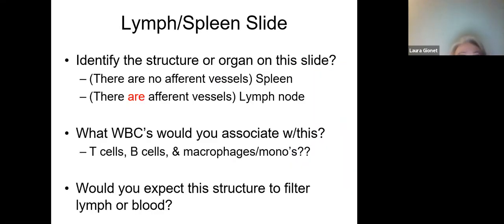Lymph slash spleen slide. I don't use the spleen slide anymore. Generally the kind of questions would be identify the structure or organ. If you don't see any afferent vessels entering and exiting, then it's a spleen. But if there are afferent vessels, it's a lymph node. I wouldn't worry about this. I'm only going to ask you the lymph node, and that's all. What white blood cells would you associate with it? T cells, B cells, macrophages. And what would you expect this structure to filter?